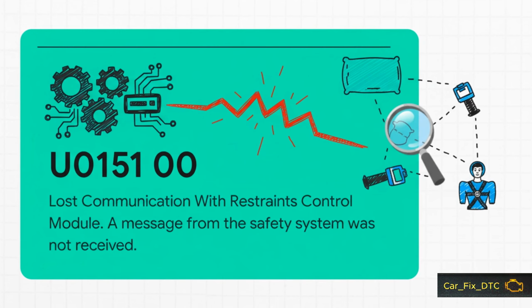So what this really boils down to is a communication breakdown. See, your car has this whole network of little computers or modules that are constantly talking to each other. This specific code, U015100, means the main computer has basically lost the signal from one really important member of the team, the restraints control module. And why does that matter so much? Well, that module is the brain behind your car's safety systems, like the airbags. So yeah, it's a big deal.